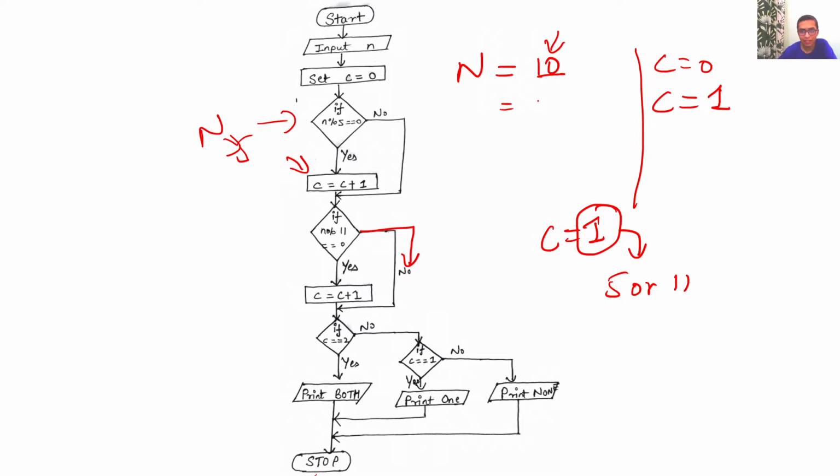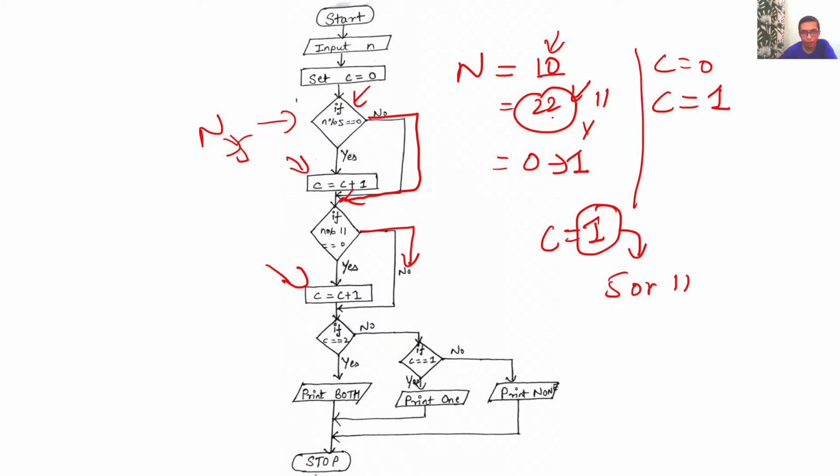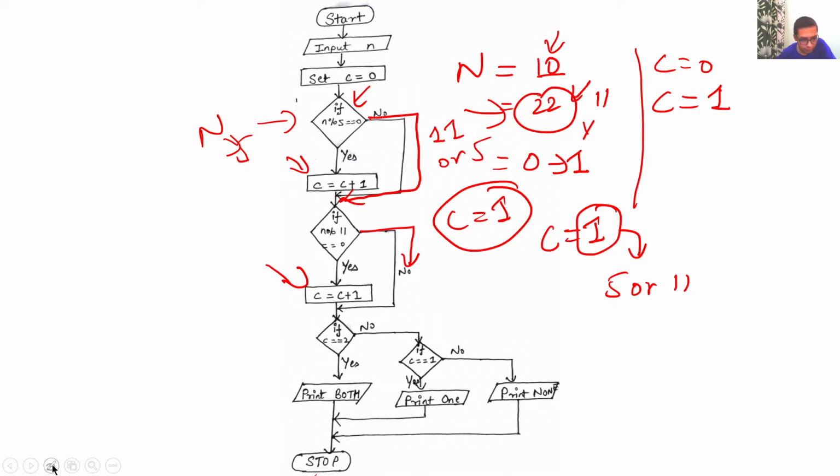Similarly, if my n is, let's say, 22, right? First I would check whether 22 is divisible by 5 or not. 22 is not divisible by 5, so we'll simply go to the no part, and then I'll check whether n is divisible by 11 or not. Is 22 divisible by 11? The answer is yes. So we will increment the value of c. Again, c would be incremented from 0 to 1. So the value of c is 1 over here, which means that 22 is divisible by one of either 11 or 5, right? So let me first erase it.